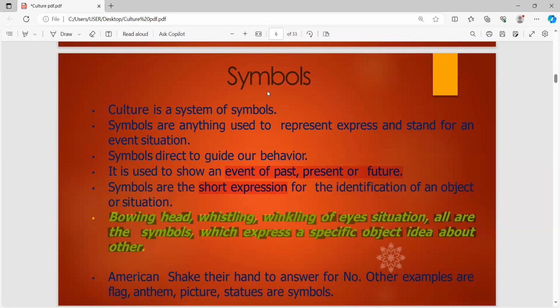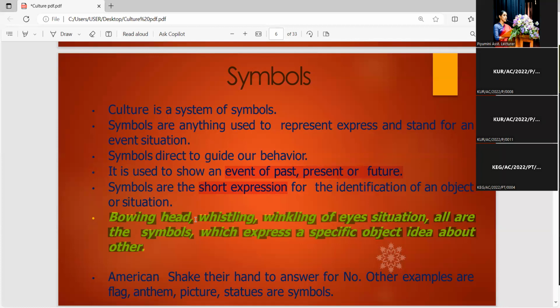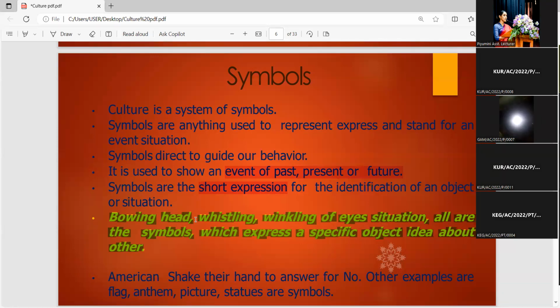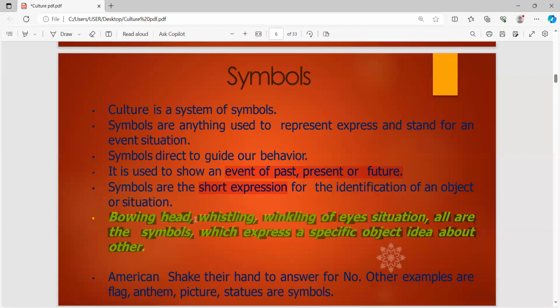What are these? Bowing head. You may have seen some cultures have this kind of symbol, bowing head, especially Asian countries. Especially the Japanese use this symbol a lot. And whistling. Whistling is basically used by the Western cultures, right? Not applied by the Asians. So whistling is a kind of symbol. And winking of eyes. All are symbols which express a specific idea about others.